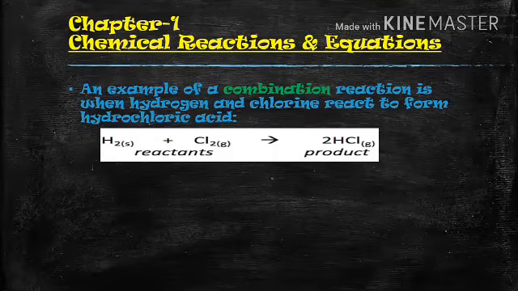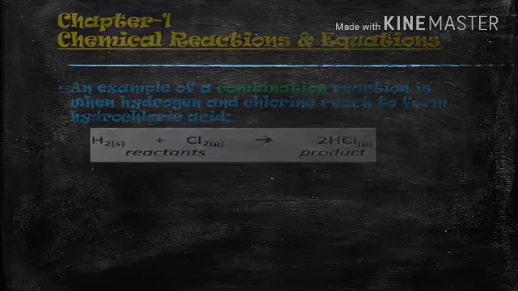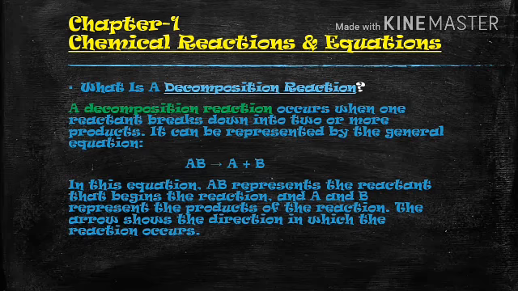An example of a combination reaction is when hydrogen and chlorine react to form hydrochloric acid. The image shows that hydrogen, which is in solid state, plus chlorine, which is in a gas state, both of these are reactants, give a product of hydrochloric acid, which is HCl, and HCl is in the form of gas. This is the whole structure of a combination reaction.